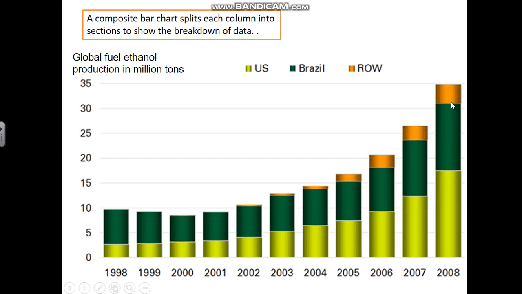So this is a composite where we have one on top of the other, and comparative, we have them side by side. But again, we must have a key, we must have a title, and again, our axes should be labelled. Can't see labels on this one.